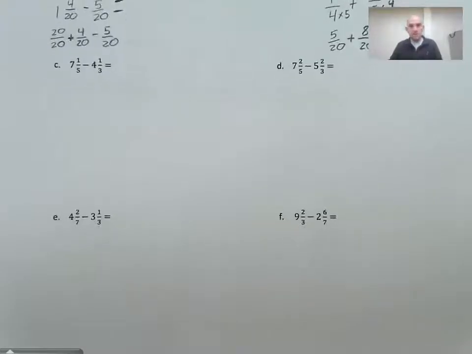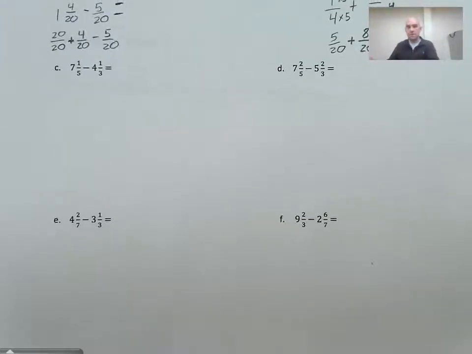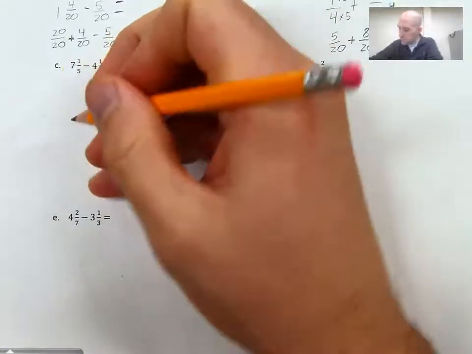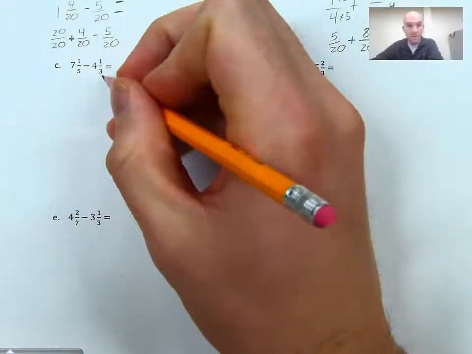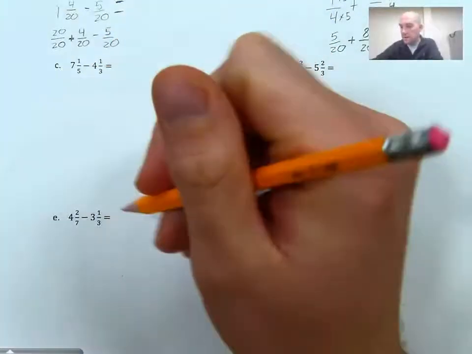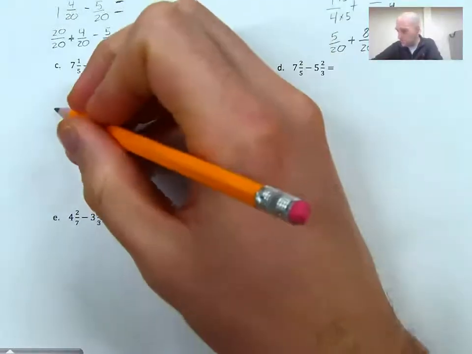Next, letter C, we'll go back to our first method. We have 7 and 1/5 minus 4 and 1/3. Well, let's take 7 and 1/5 and subtract 4.